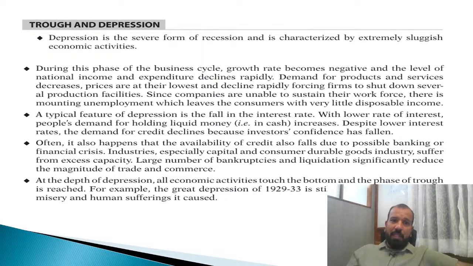Then depression is a severe form of recession characterized by extremely sluggish economic activities. We have given the example in the PPT also. For example, the Great Depression of the 1929-1930s is still cited for the enormous misery and human suffering it caused. So in the last 100 years, we talk about the Great Depression, that is, the one from 1930. There were several reasons behind it: World War One, World War Two, the stock market crash, and the U.S. presidential election. It started with one major factor, but then it became a spiral of many macroeconomic indicators and led to the Great Depression in the economy back in 1930.